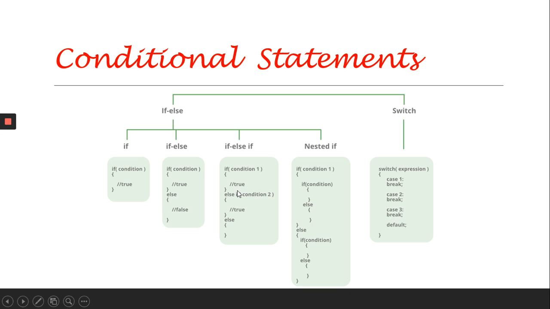Now we have the third category. Here we have n number of conditions. If condition 1, the first condition is true, the true block will be executed. Else we have another condition. Then we will write it as else space if and the second condition. If the second condition is true, the next true block will be executed and go on. We can have any number of else if conditions. And finally, we have an else condition. If all the above conditions are false, the else condition will be executed.